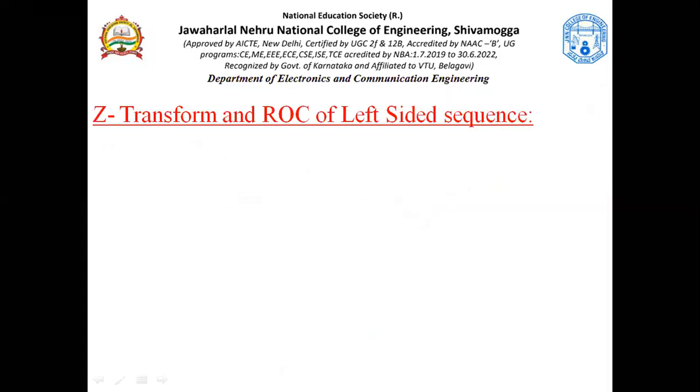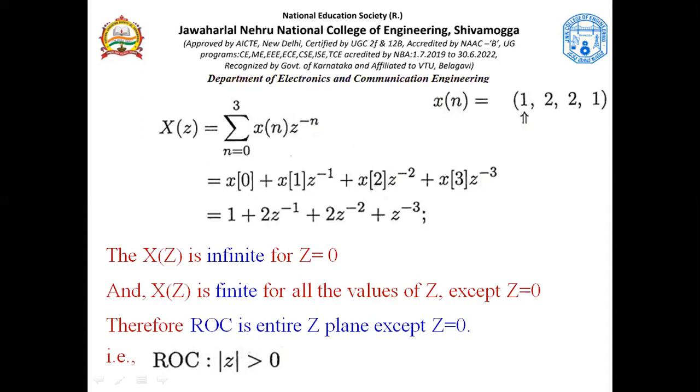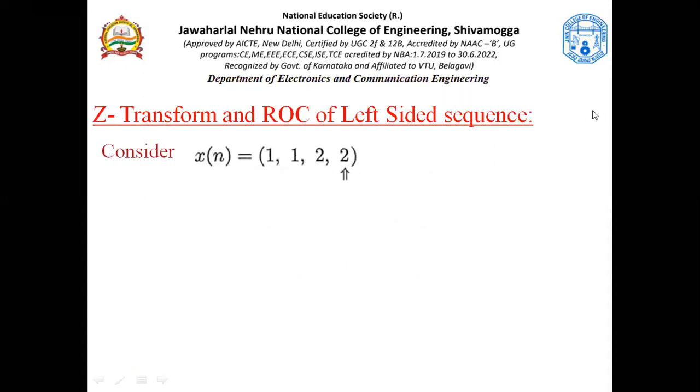Now if we take a left sided sequence, say this is a left sided sequence, what's happening here? This is the zeroth sample. So this is at n equal to -1, at n equal to -2, at n equal to -3. In the previous case, this is 0, 1, 2, 3. In this case, it is 0, -1, -2, -3. So what is the range? The range is from -3 to 0.